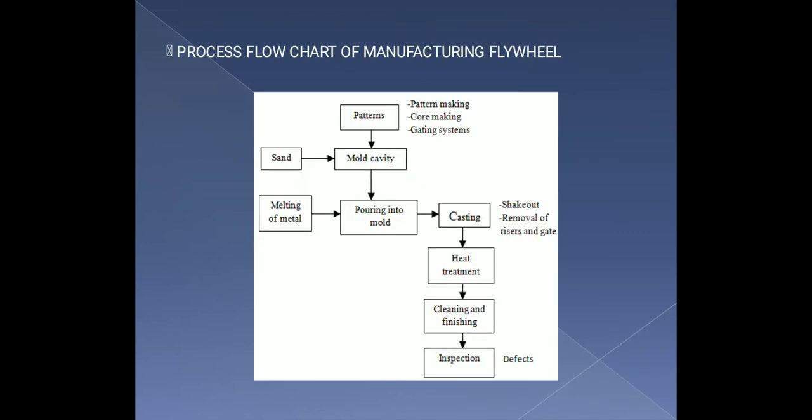Process flowchart of manufacturing a flywheel: pattern making, mold cavity, sand making, melting of metal in furnaces, pouring into mold, then casting, heat treatment, cleaning and finishing, inspection. In inspection, we find defects. Pattern making includes pattern making, core making, and gating system.